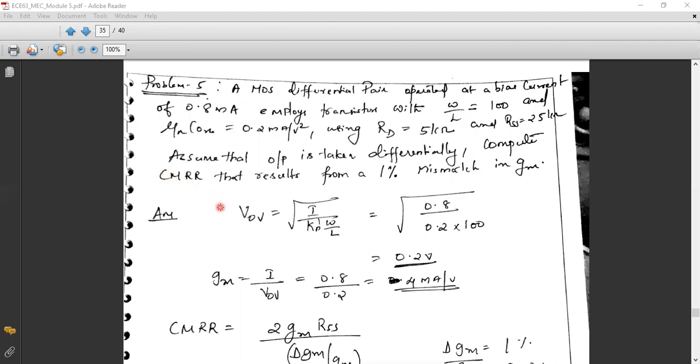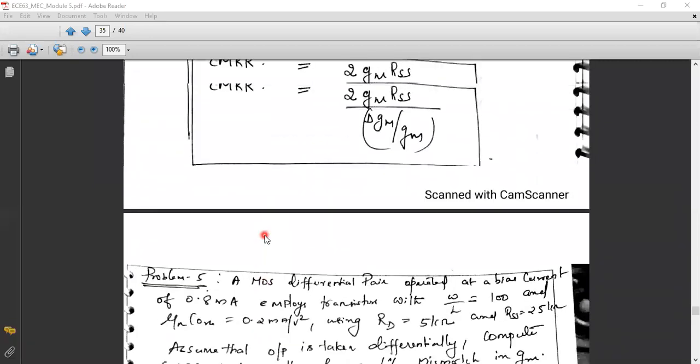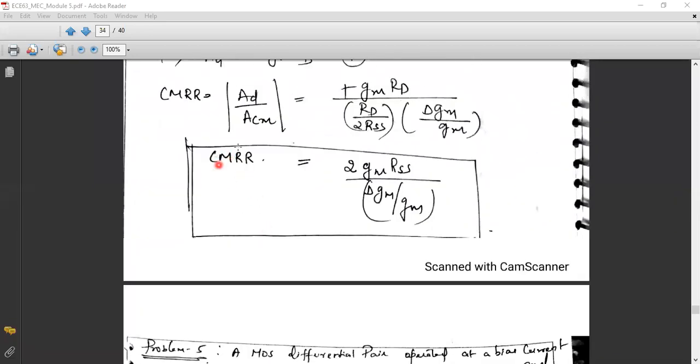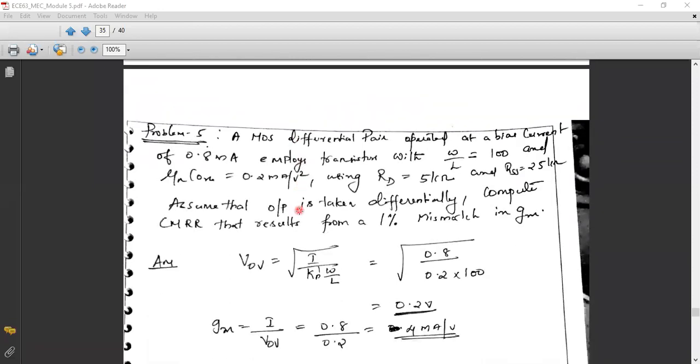Before proceeding, first of all, we should find GM. Why are we finding GM? As per our analysis, the CMRR is related to GM. To find GM, you need to find the overdrive voltage. For a differential amplifier, the overdrive voltage VOV is given by I by Kn dash W by L. Substitute for capital I, Kn dash and W by L. Everything you need to substitute and find the overdrive voltage.